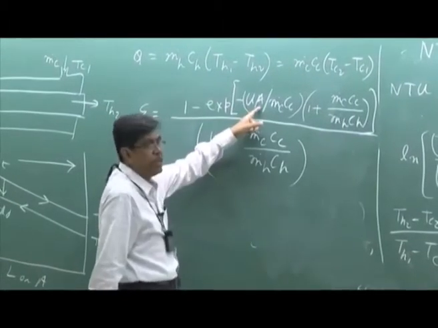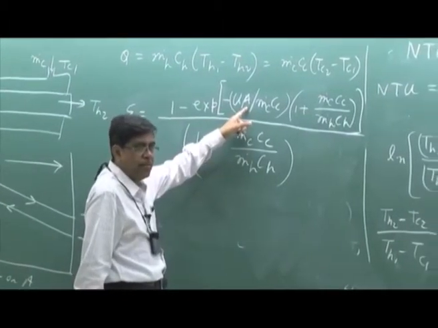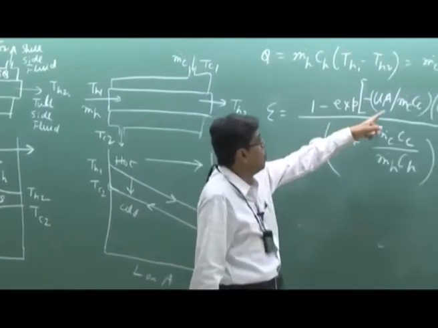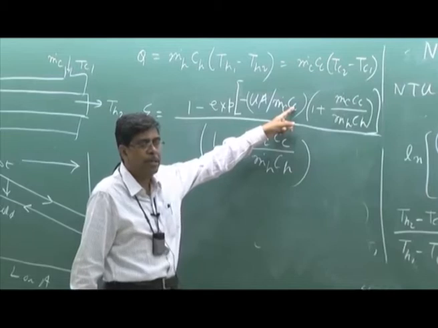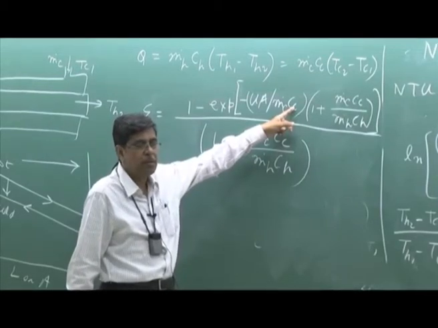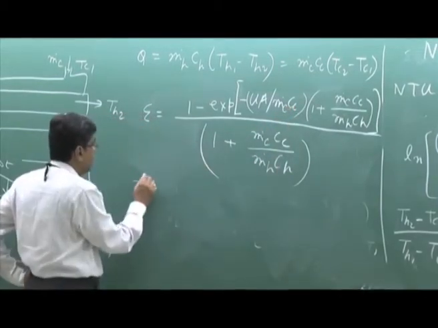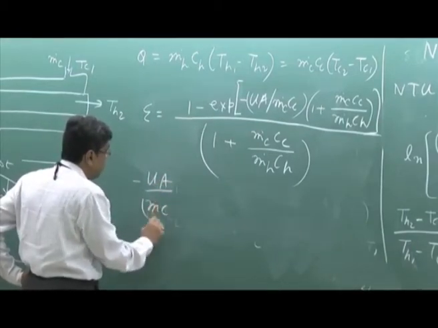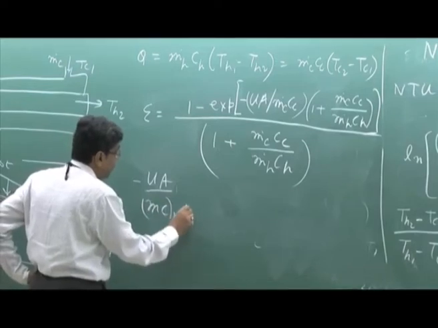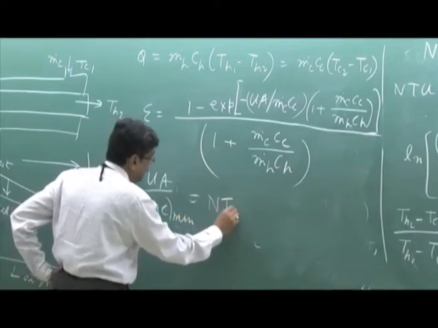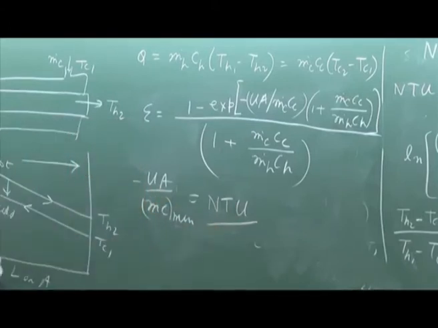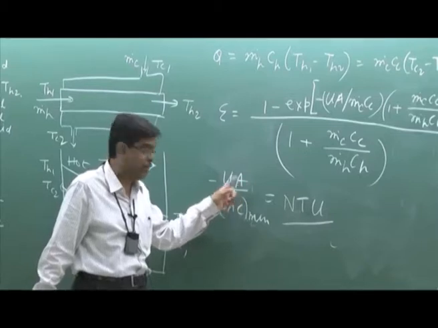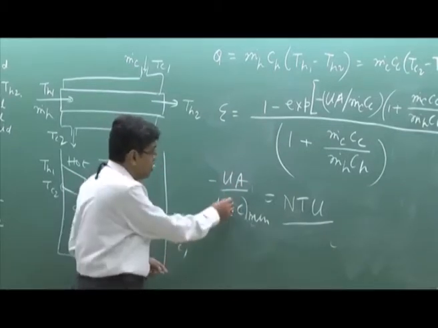in terms of this quantity. Clear? Now, here m dot Cc is the minimum heat capacity. Now, this term, minus UA by m dot C minimum, is known as number of transfer units, NTU, which is a dimensionless term. Overall heat transfer coefficient, surface area of the heat exchanger divided by m dot into C minimum.